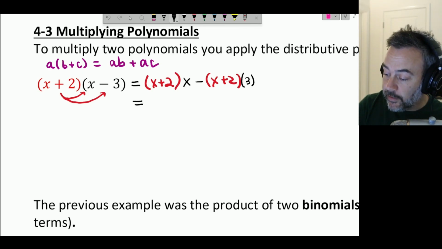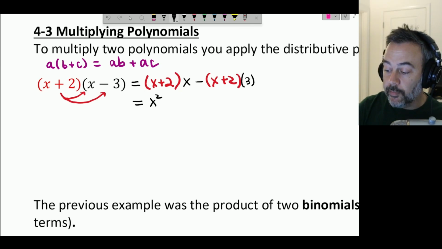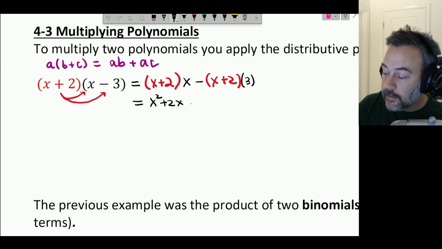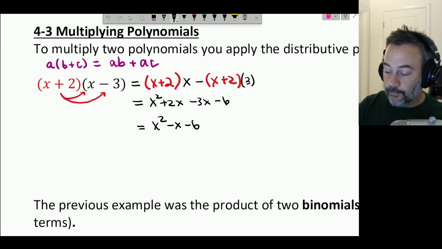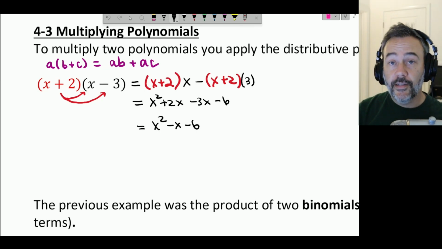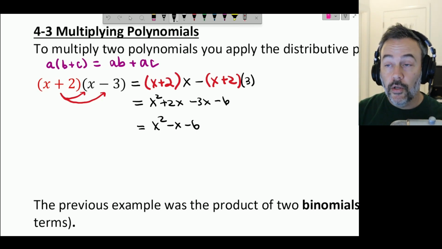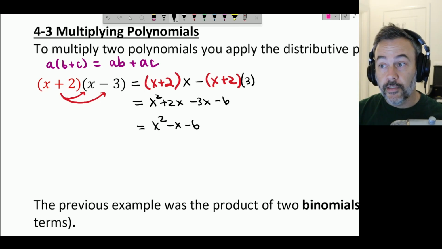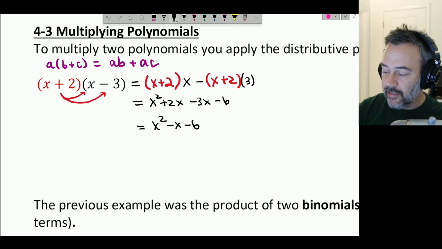Now, if I continue one more step, I get x squared, plus 2x, and then 3 multiplies to here with a minus, so minus 3x, and 3 multiplies to here with a minus 6. Equals x squared minus x minus 6. Okay, that is the justification for the various different versions of shortcuts that you may see.